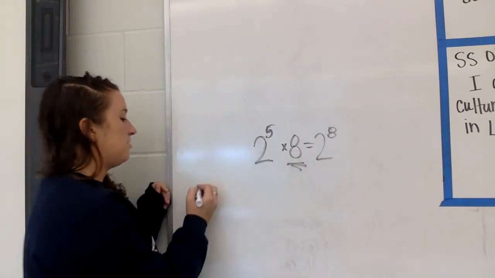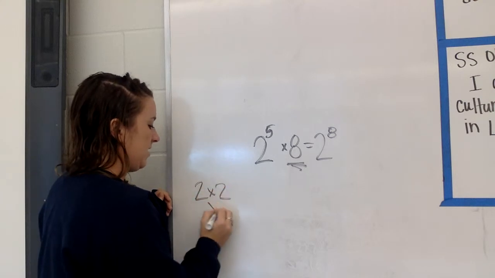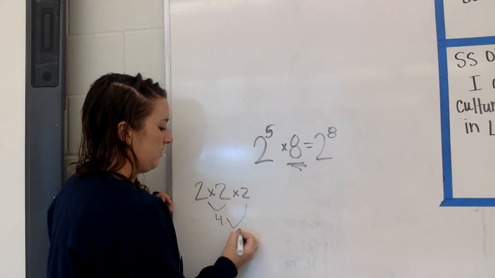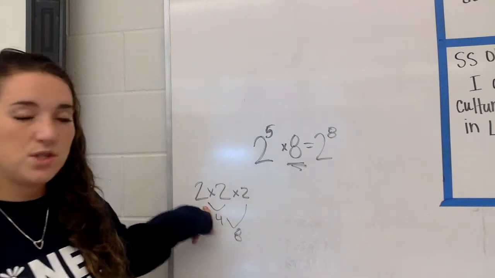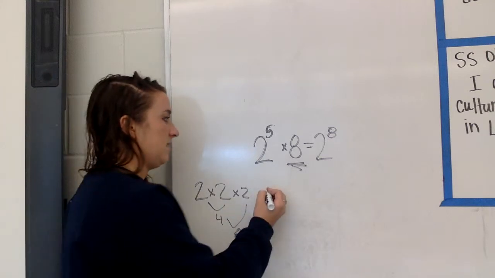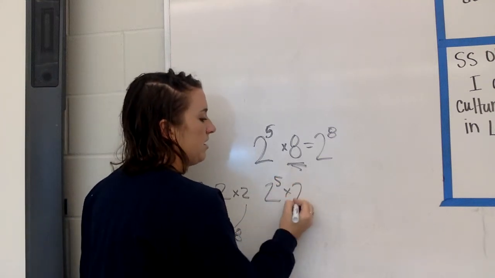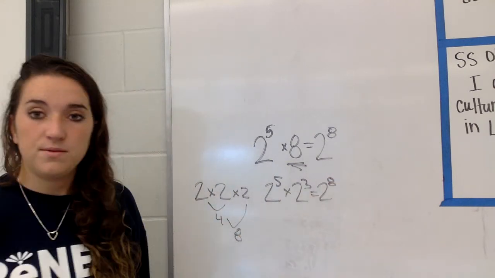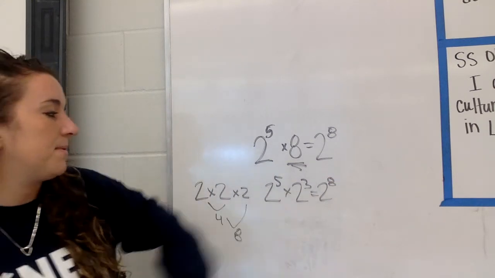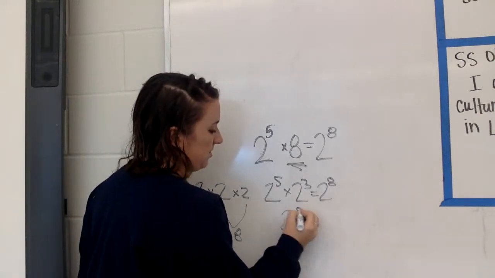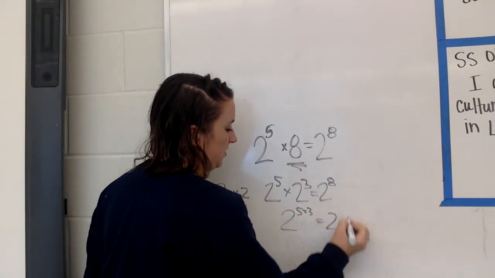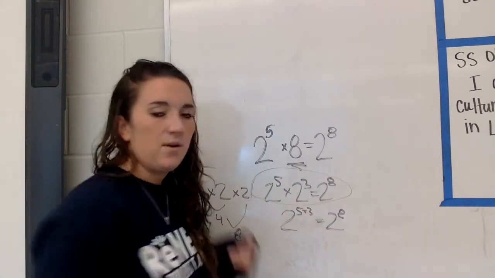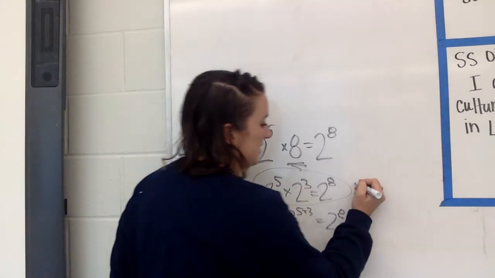Is there a way to write 8 with a base of 2? Let's try multiplying 2 by itself and see if we can get to 8. 2 times 2 is 4, times 2 will give us 8. So 2 to what exponent gives us 8? It'll be 2 cubed. Is this true? Yes, it is, because when we multiply, we add our exponents. 2 to the 5 plus 3 equals 2 to the 8. So we changed our equation to have all the same base, and yes, it is true.